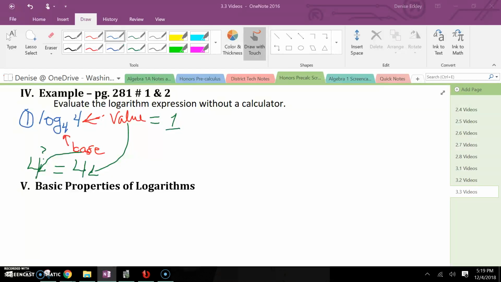So now when we do number 2, we're going to use the same idea. We have log base 6 of 1, and we want to know what exponent that is. So again, we have a base of 6, and we're trying to figure out what exponent we raised 6 to get a value of 1. And so, of course, any base to the 0 power is 1, so log base 6 of 1 is 0.